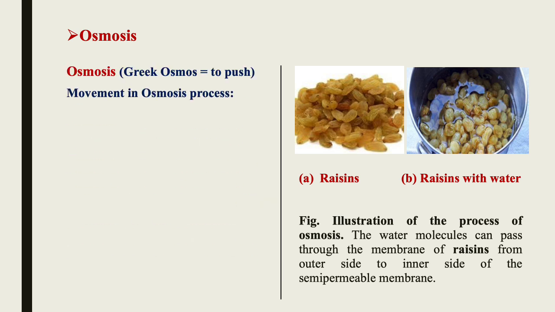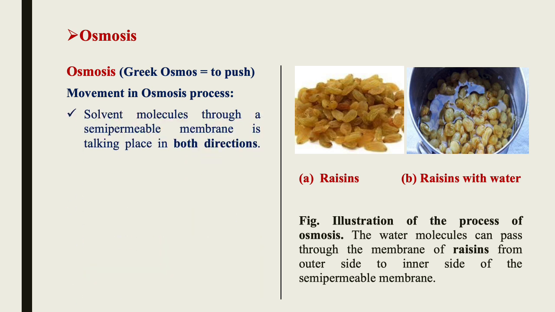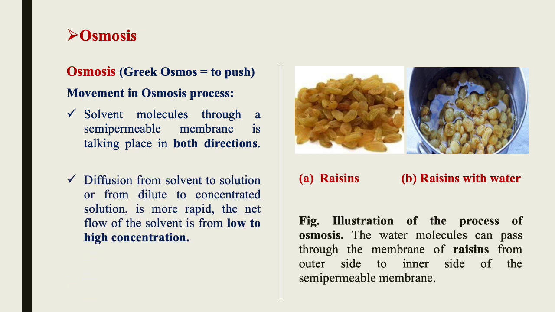So what is the movement in the osmosis process in this case? The solvent molecules pass through the semi-permeable membrane in both directions. In any kind of osmosis process, your solvent molecules can pass in both directions. That is the first movement. The second movement: where will the solvent generally go? Diffusion of solvent into the solution, that is from dilute to concentrated solution, is more rapid. So the net flow of solvent is from low to high concentration.